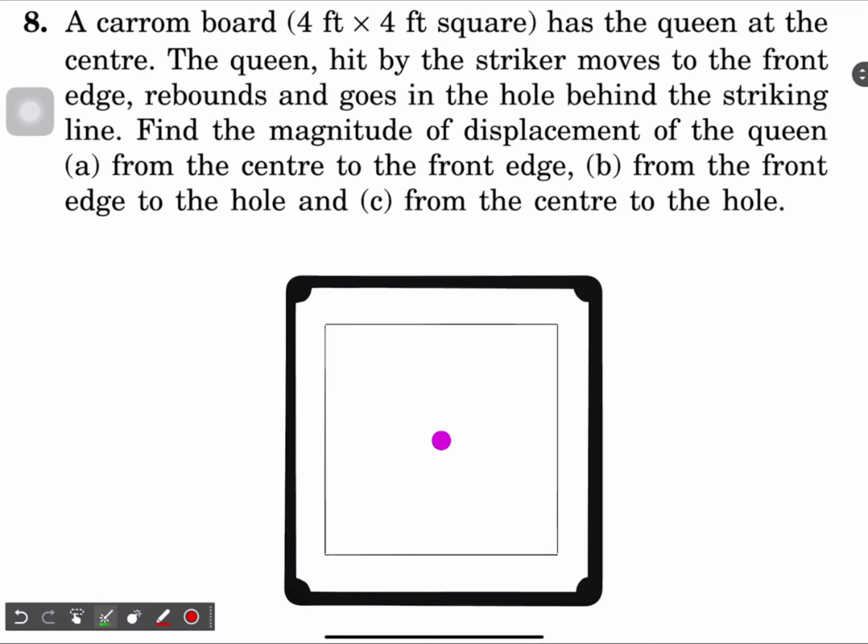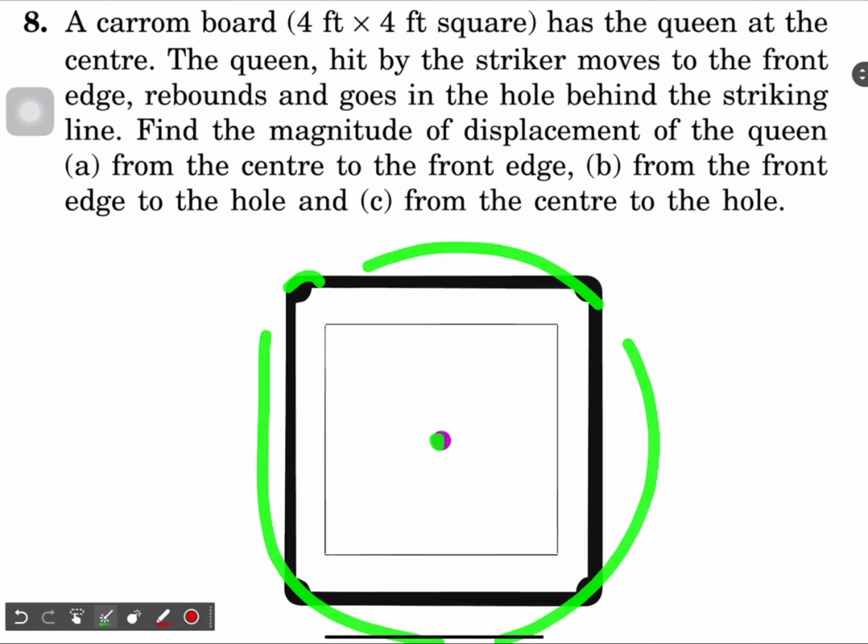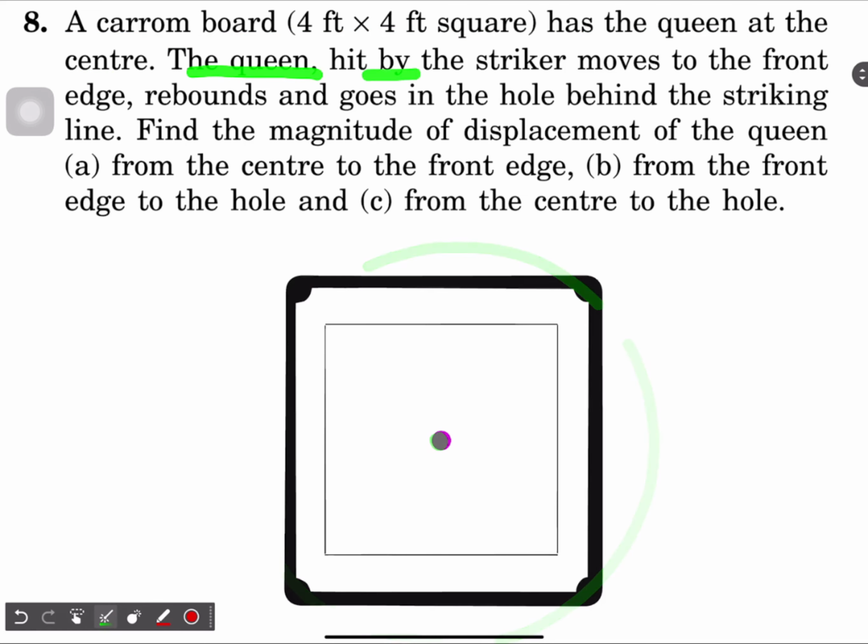Student, this is question number 8 from chapter 2 of HC Verma. A carom board has the queen at the center. So this is your carom board and there's a queen kept at the center. The queen, hit by the striker, moves to the front edge, rebounds and goes in the hole behind the striking line. So the queen goes like this, rebounds from here and goes back into the hole over here.